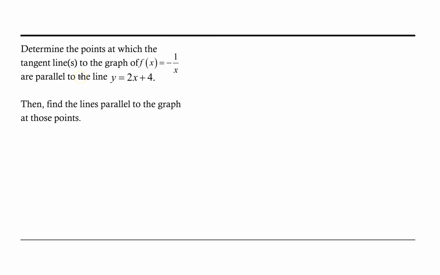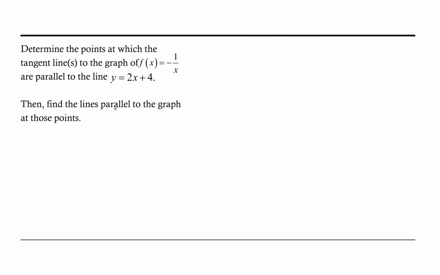Let's look at an example where we're going to determine the points on a curve or on a graph, in this case f of x equals -1 over x, at which the tangent lines to the curve are parallel to y equals 2x plus 4. And once we find those points, we're going to go ahead and write the equations of those lines.